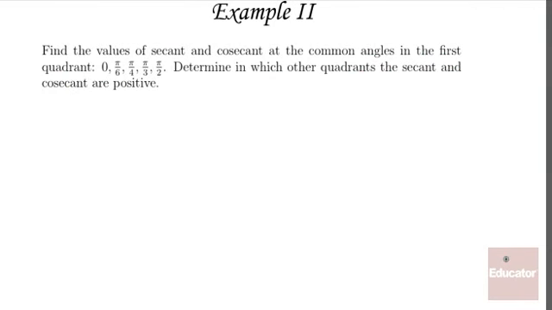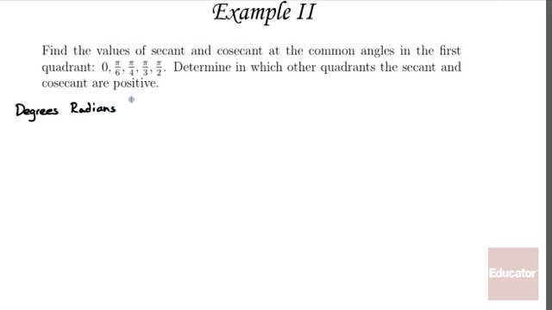For the second example, we have to figure out some common values of secant and cosecant at the angles in the first quadrant: 0, pi over 6, pi over 4, pi over 3, and pi over 2. Now, these angles are probably so common that you really should have memorized the sine and cosine. So I'm going to start by writing down the sine and cosine of these values. I'm going to write them down both in degrees and radians because it's very important to be able to identify these common values either way.